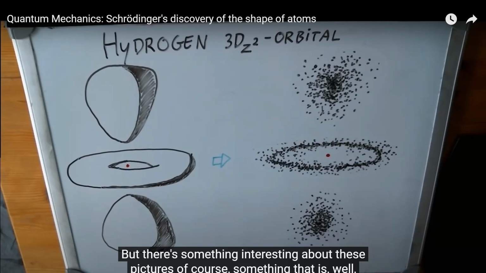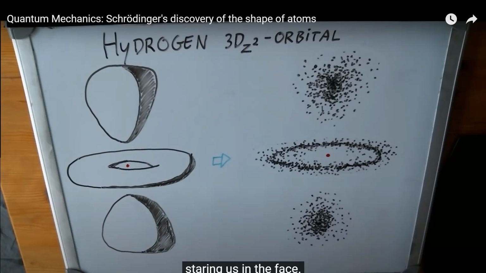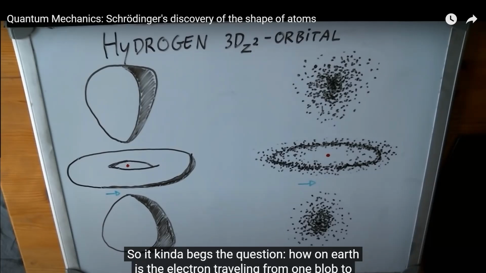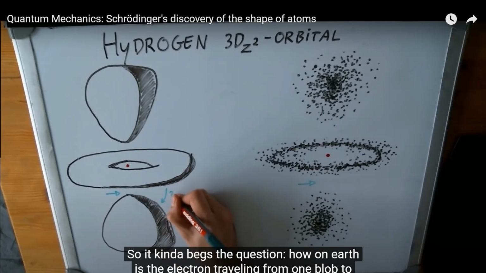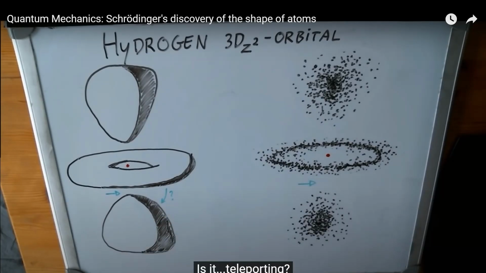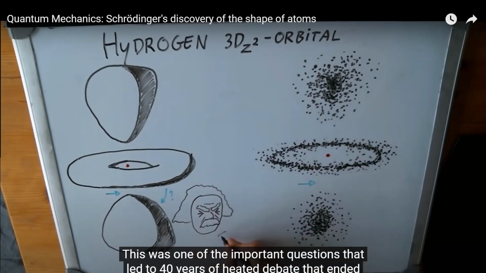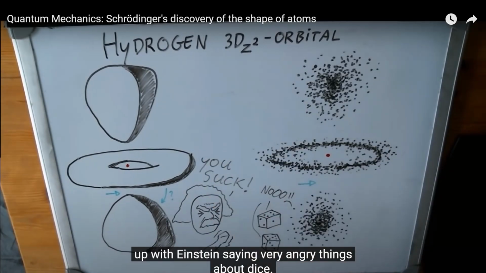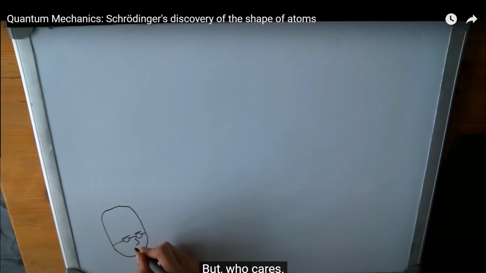There's something interesting about these pictures, of course, something that is, well, staring us in the face. The fact that these blobs are not connected. There's an area in between where you cannot encounter the electron. So it kind of begs the question, how on earth is the electron traveling from one blob to another? Is it teleporting or what? This was one of the important questions that led to 40 years of heated debate that ended up with Einstein saying very angry things about dice. But who cares? Okay, so in reality, I really don't understand it.